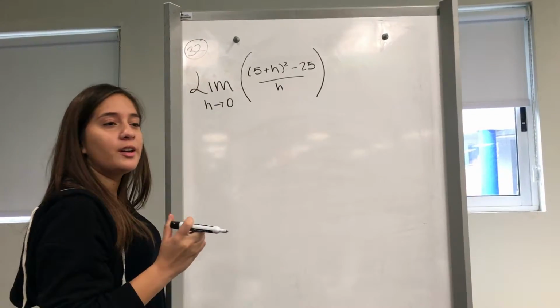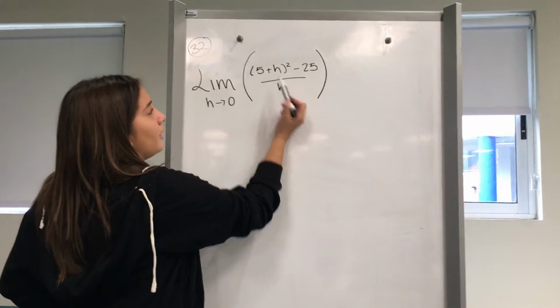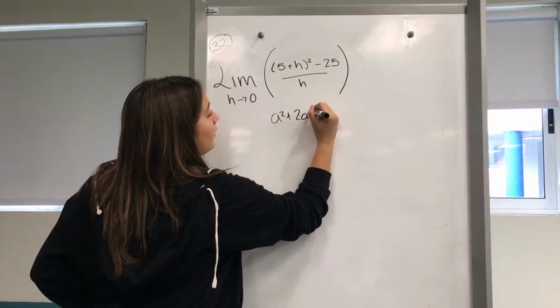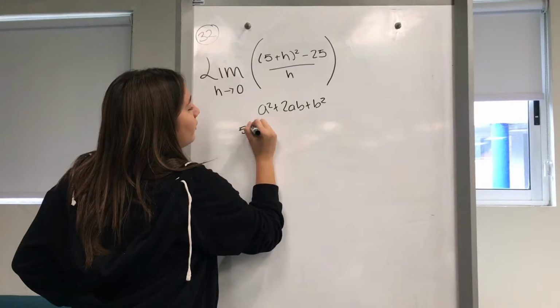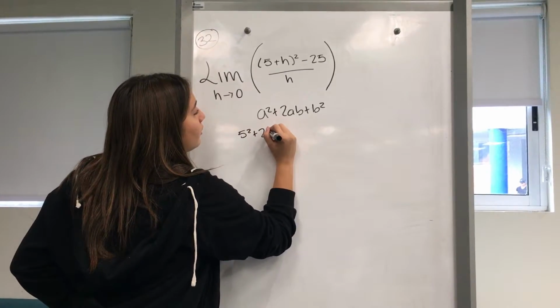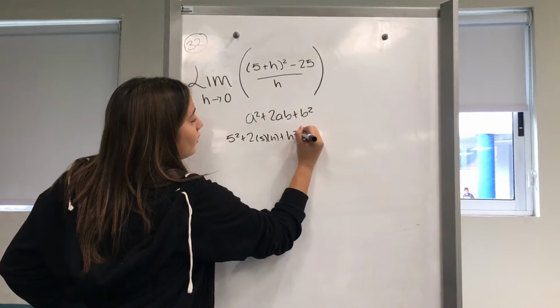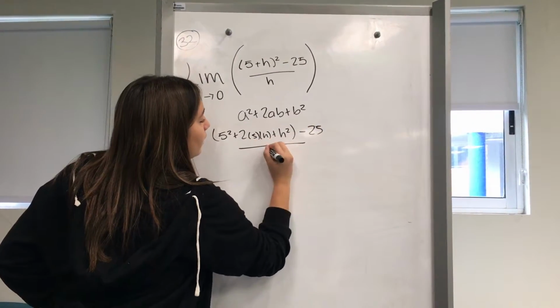In this problem, we're going to expand the limit when h tends to 0. First, we're going to expand this with the formula a squared plus 2ab plus b squared: 5 squared plus 2ab squared minus 25 over h.